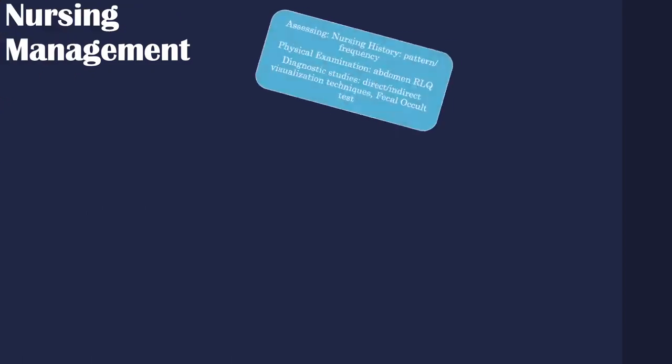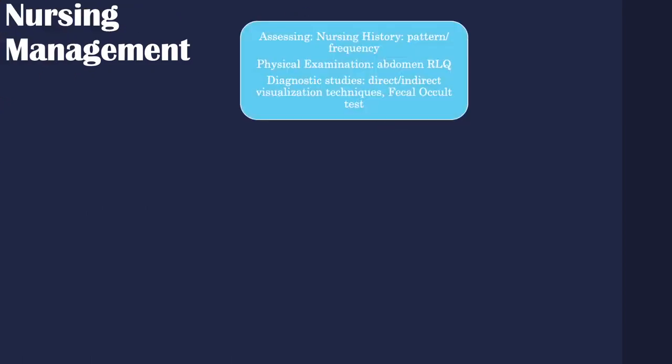Nursing management. You want to begin by assessing your patient's bowel patterns. You want to know how often they defecate and when their last defecation or bowel movement was. And then you also want to do your physical examination. Remember, you begin with the right lower quadrant and then you follow it through. There are also different diagnostic studies that you can review. They have direct and indirect visualization techniques that will allow you to visualize the colon or the small intestines. And you also have the fecal occult blood test, which can test whether there's blood in the feces.